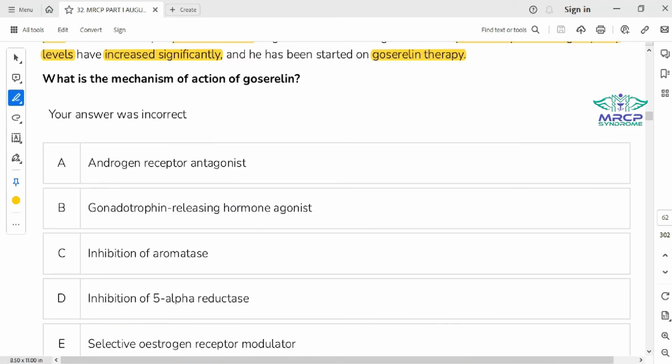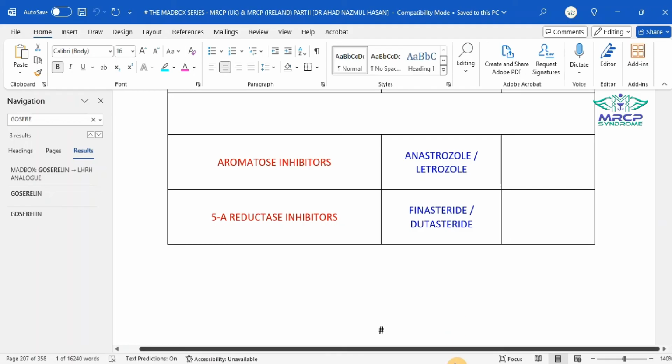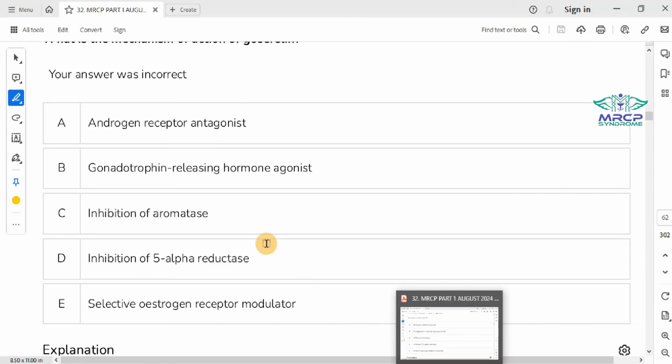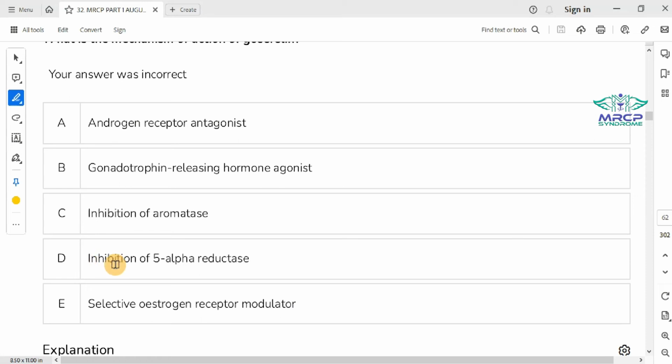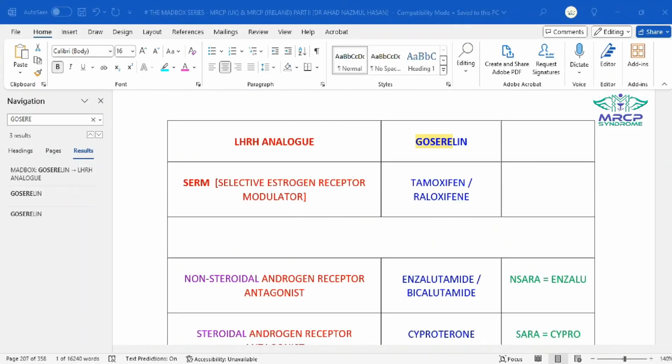And inhibition of aromatase: anastrozole, letrozole. Either letrozole or anastrozole. And the 5-alpha reductase inhibitors: finasteride or dutasteride. So these groups of drugs are used in which condition? In case of BPH, benign prostatic hyperplasia. And the selective estrogen receptor modulators, SERMs, are tamoxifen or raloxifene.